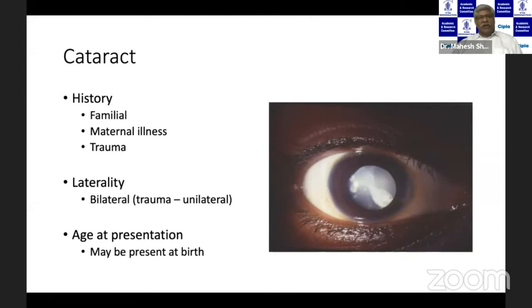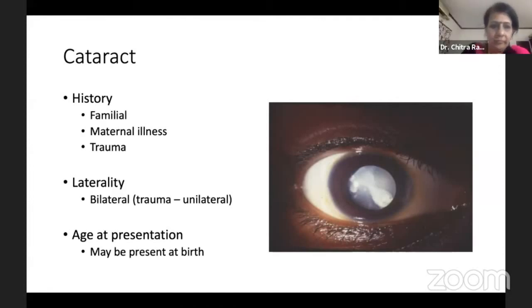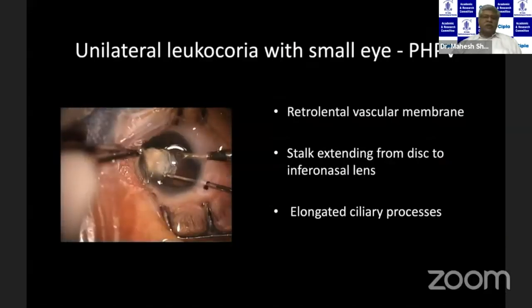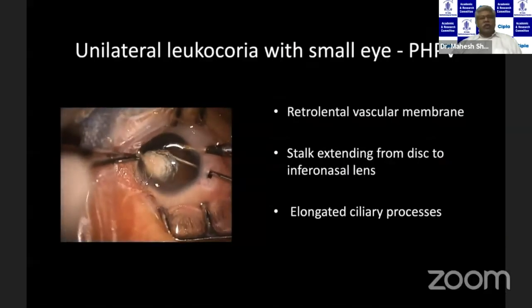And when we look at the child, whether it is unilateral or bilateral will also give us a clue as to what is the cause for leukocoria. Usually congenital cataract is bilateral, traumatic cataract is unilateral, and age at presentation matters. Congenital cataract can be present at birth. Usually eyes with congenital cataract are normal in size, and 1/3 of them can have an elevated intraocular pressure. There is an exception to the rule, which is PHPV, which can be unilateral leukocoria with a small eye.